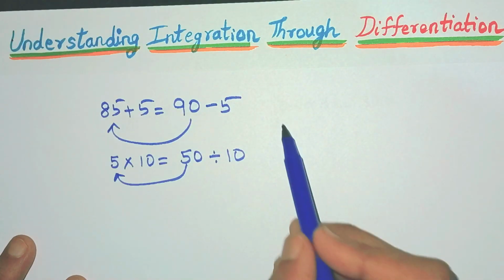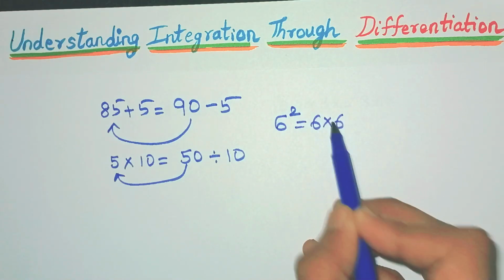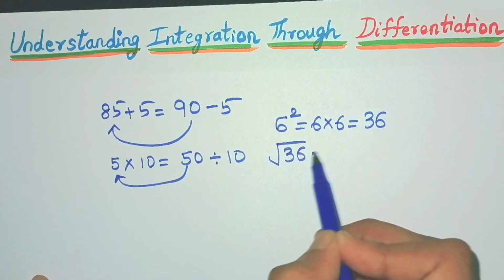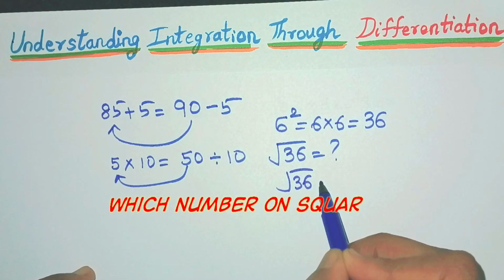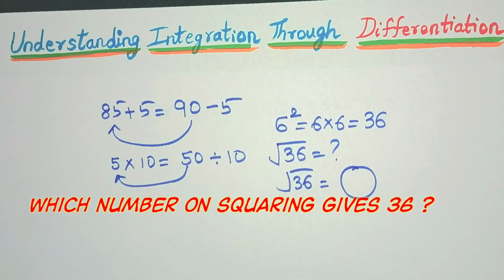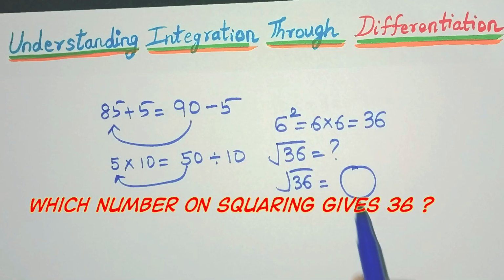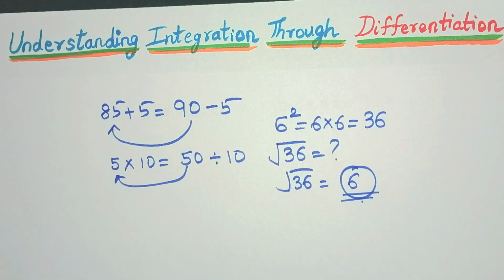Now let me give you one more example. 6 square. Now square is again an operation. What is 6 square? We all know that 6 square is 6 into 6, which is 36. Now what if I ask you the opposite? What is the square root of 36? Initially we can always ask ourselves, which number when squared gives you 36? So again I'll repeat, friends, instead of asking what is the square root of 36, we can ask the question, which number when squared gives you 36? Immediately we will write the answer as 6, because we know that 6 is a number which when we square gives you 36. In the same way, friends, we have to learn integration through differentiation.